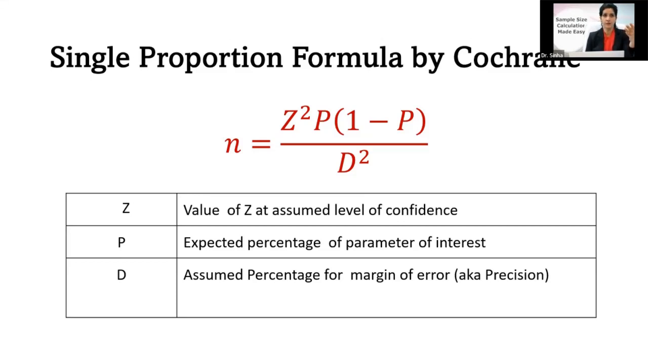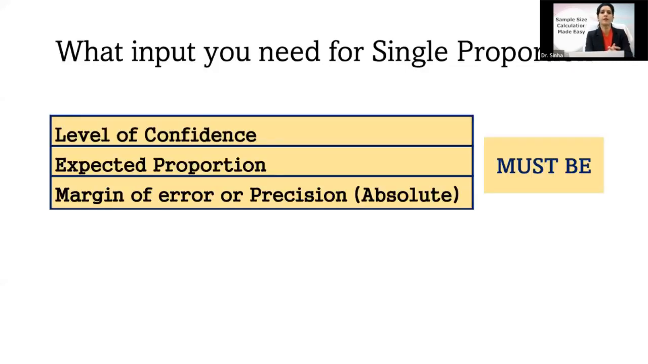So this is the value of z at the assumed level of confidence. P is the value of percentage for the parameter, whatever parameter you are estimating. And this D is the assumed percentage for margin of error. So this D, it can be absolute percentage, or we will see the concept of absolute and relative precision. So for single proportion, what all information do you need? You need the level of confidence, you need the expected proportion, and you need the margin of error or precision.